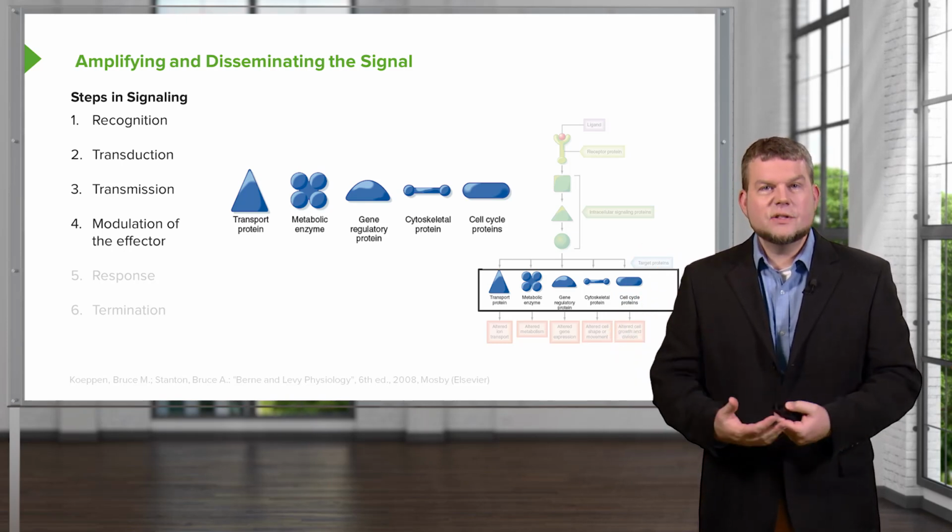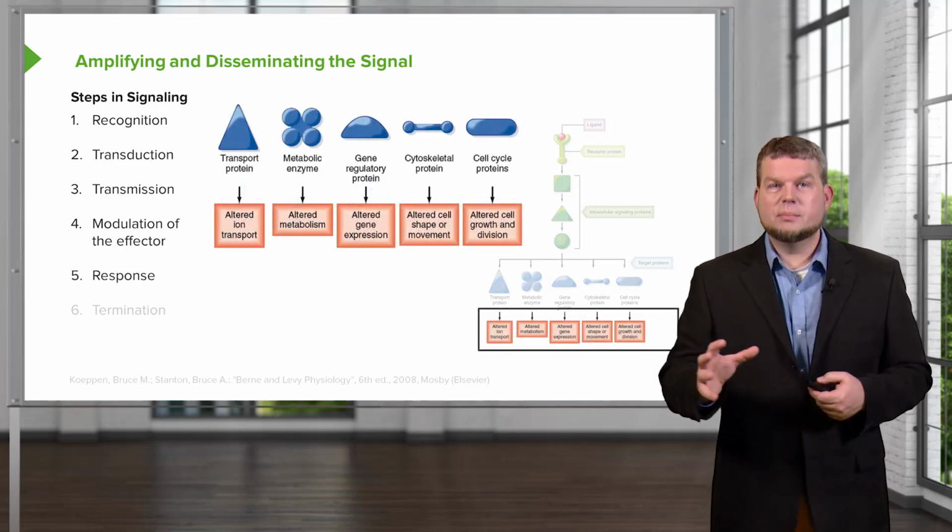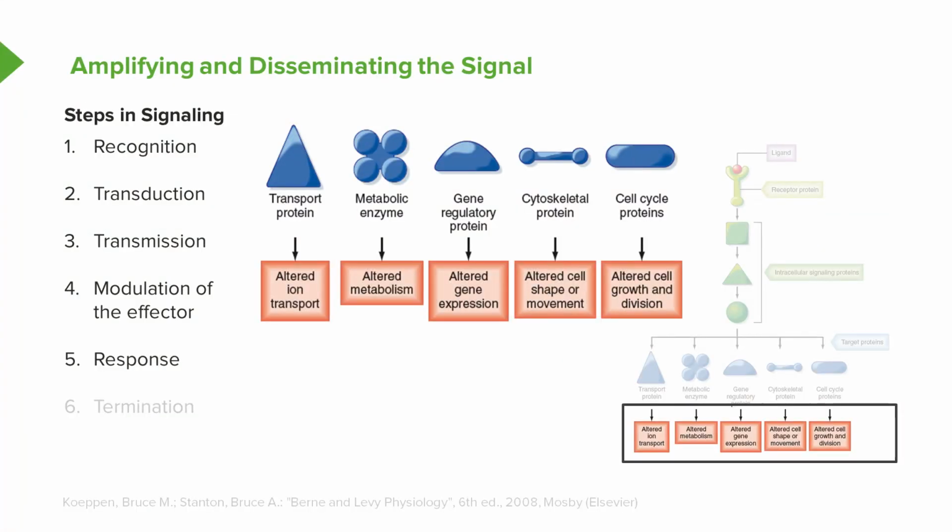Once you've made this new protein or done this kind of effect, you get a response. Now, the response is what we're usually concerned with in physiology. So once you've made a transport protein, how does it affect transport? Once you've activated this enzyme, how has it changed the function of the cell? Once you've upregulated this gene product, what happens to not only its expression, but downstream of that?